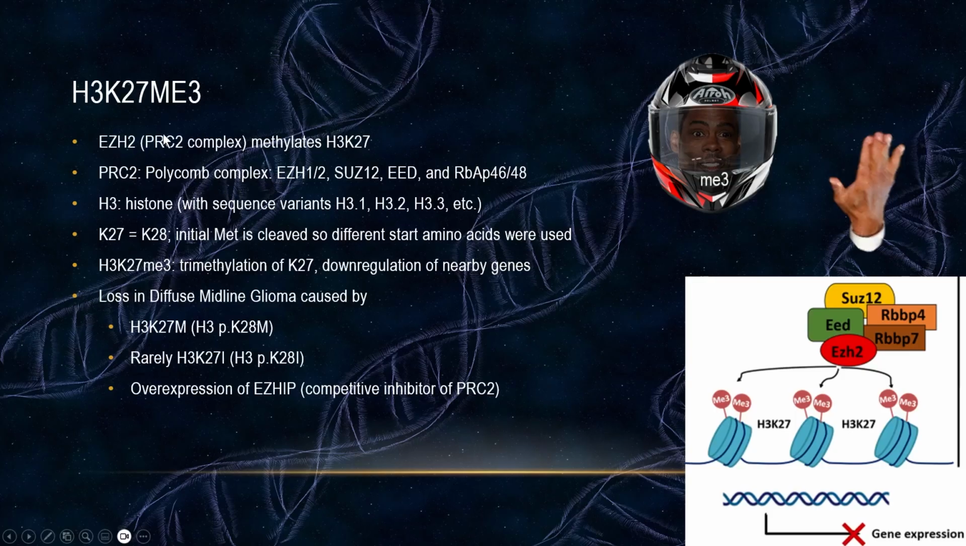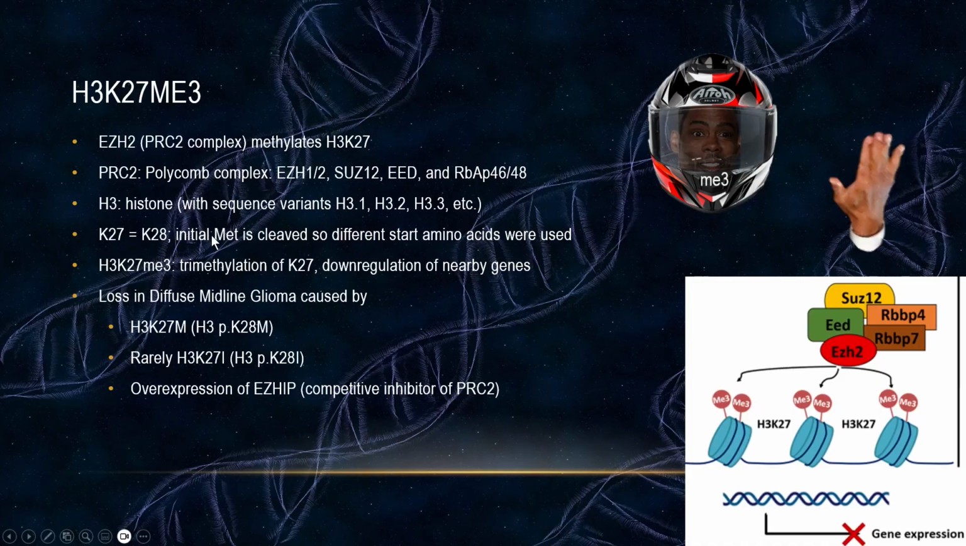So this trimethylation is done by the EZH2. You can see that here, and this is called the PRC2 complex. This is the whole thing, it's a polycomb complex. So these different proteins. H3 is a histone, has some different variants. Now you might see one tricky thing. Sometimes you'll see this as K27, sometimes K28. When we do the stains and things, it usually says 27.